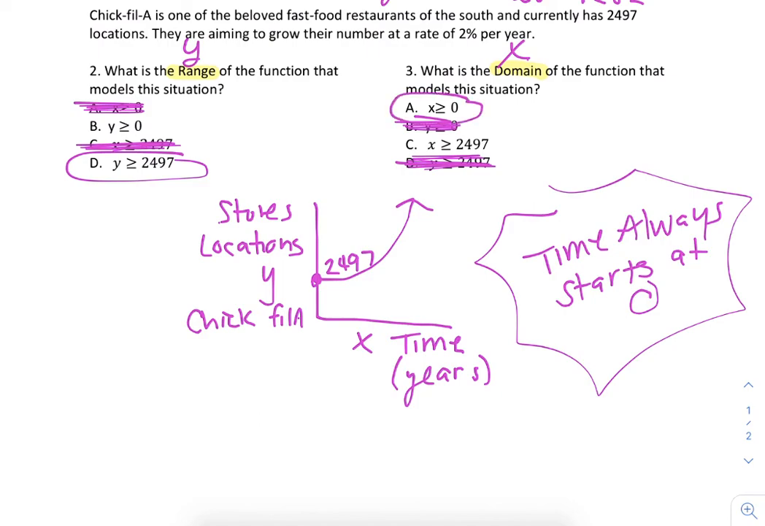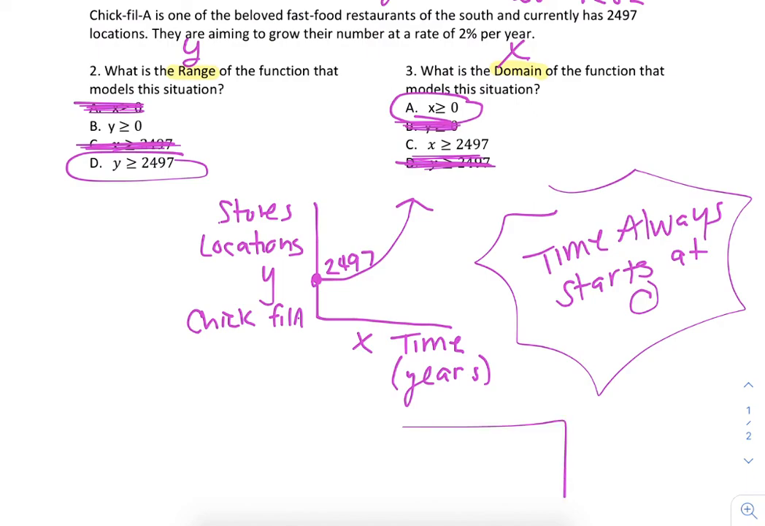If it's a general graph and it has arrows on both sides, that's when we use all real numbers. I need you guys to know the difference. But in a word problem, in a real world situation, that's when time is going to start at 0. Okay? If you need to pause it for a second, go ahead and copy it down. Otherwise, that's the end of our video.